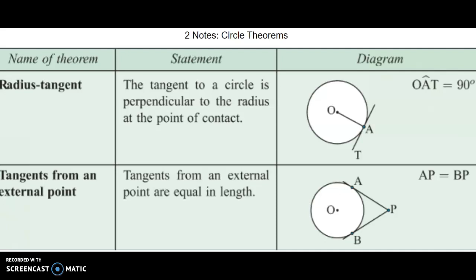Okay, radius tangent. It says the tangent to a circle is perpendicular to the radius at the point of contact. So the tangent, this line that only touches the circle at one point, is perpendicular to the radius at the point of contact. So this angle is 90 degrees because it's perpendicular.